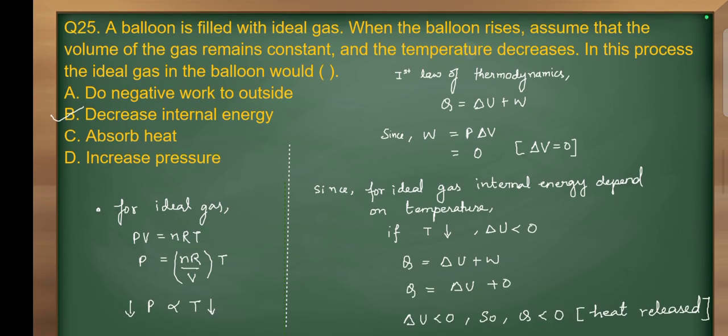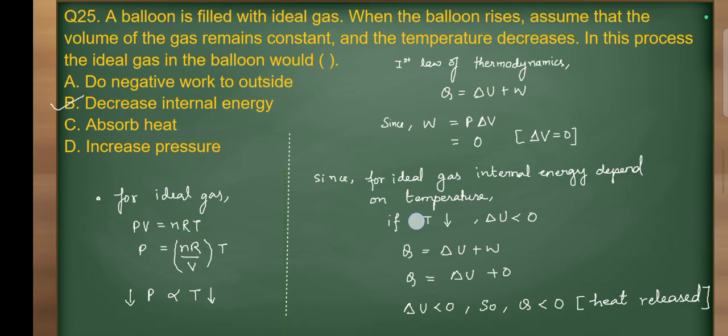Question number 25. A balloon is filled with the ideal gas. When the balloon rises, assume that the volume of gas remains constant and temperature decreases. In this process, the ideal gas in the balloon would be. We know that from the ideal gas equation, PV is equal to nRT. Here, the volume is given to be constant, so we can write P is equal to nR by V into temperature. So this term nR by V will become constant, and we will get pressure proportional to temperature. So when we decrease the temperature, the pressure will also decrease. So D is incorrect. Here pressure is increased.